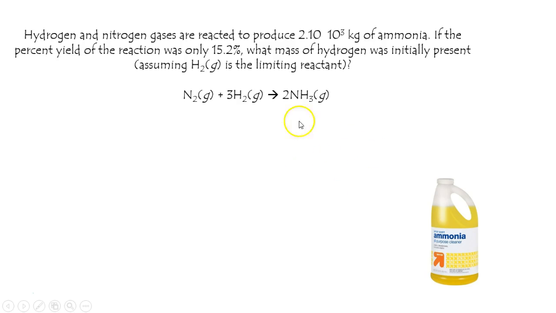Now, this is definitely worded a little bit differently than what you normally see, but if we can get past this 15.2%, this is just a gram to gram three-step process. We'll convert this into kilograms. I think it'll be 2.1 times 10 to the sixth grams, right?